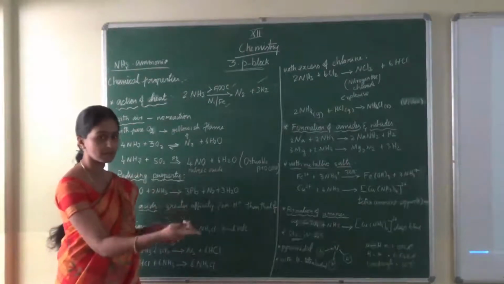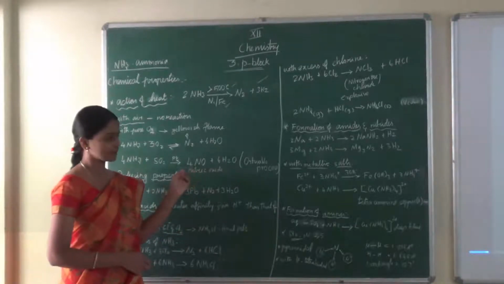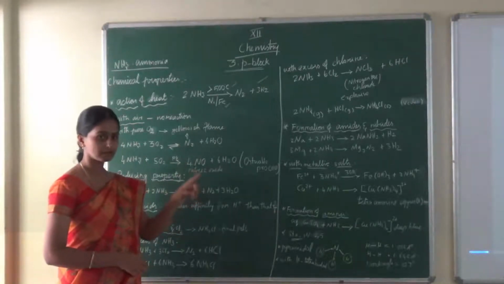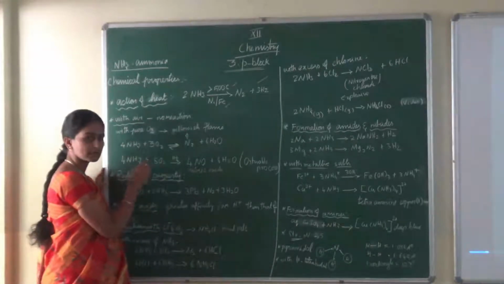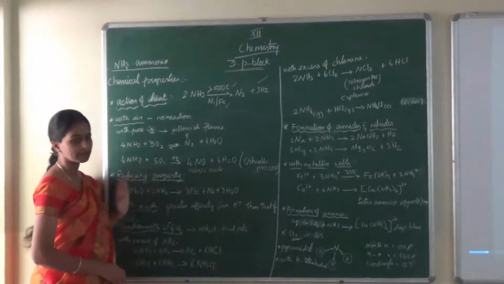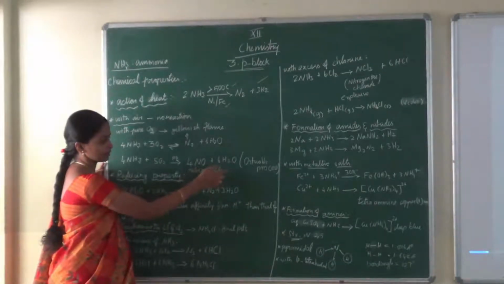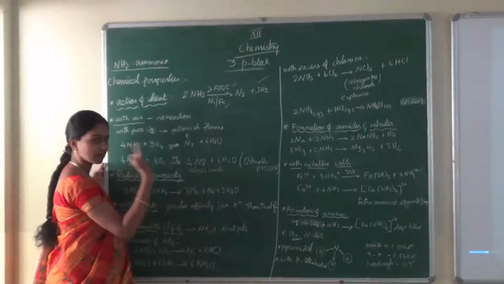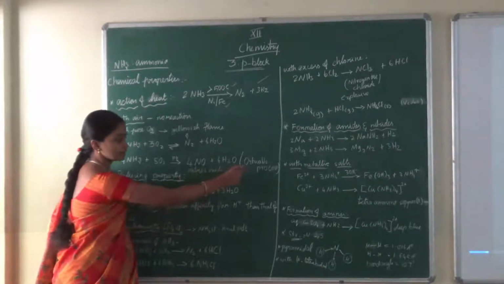From this nitric oxide only we are going to prepare nitric acid. That is the next topic, and in nitric acid I will tell about that. Once again we will write the same equation so that you can remember. When ammonia reacts with oxygen in the presence of platinum catalyst, it produces nitric oxide and water. This nitric oxide is used for preparation of nitric acid. The process is called Ostwald's process.